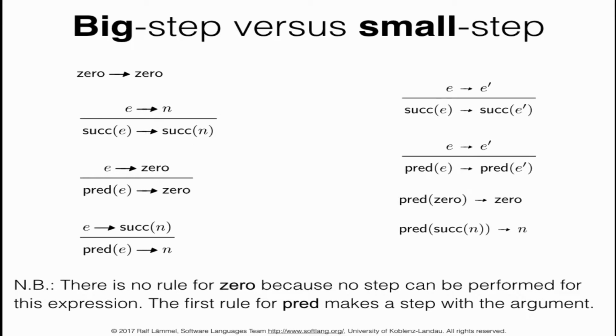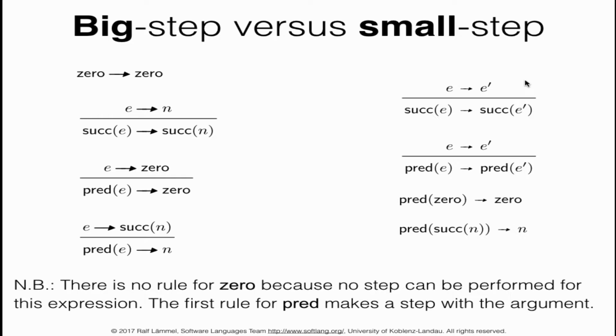So here we look at the big step versus the small step semantics for a few constructs, zero, suc, and pred for the BTL language. And as you can see, there is actually no rule for zero in the small step style. Well, that shouldn't be surprising because there's no step to be made for zero. Zero is already a result.